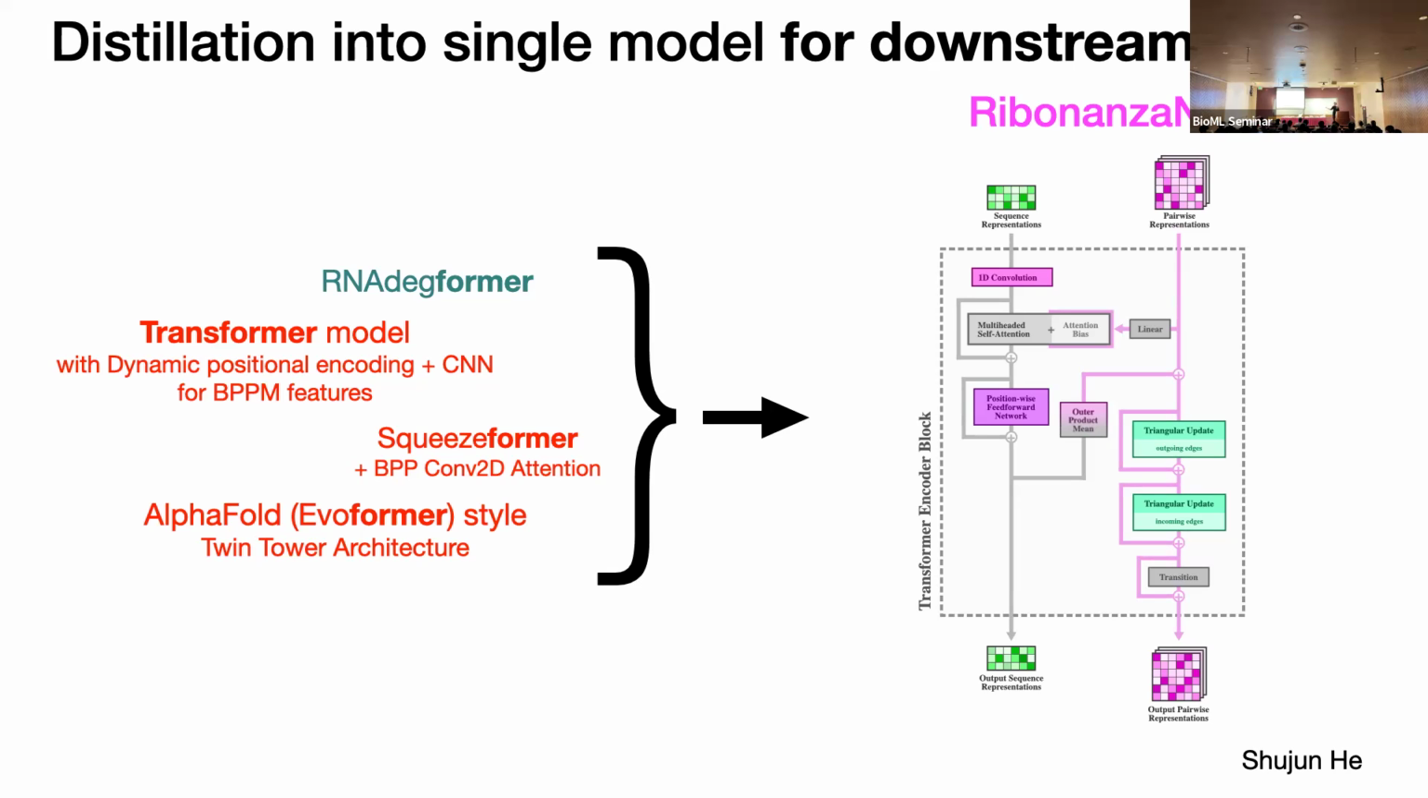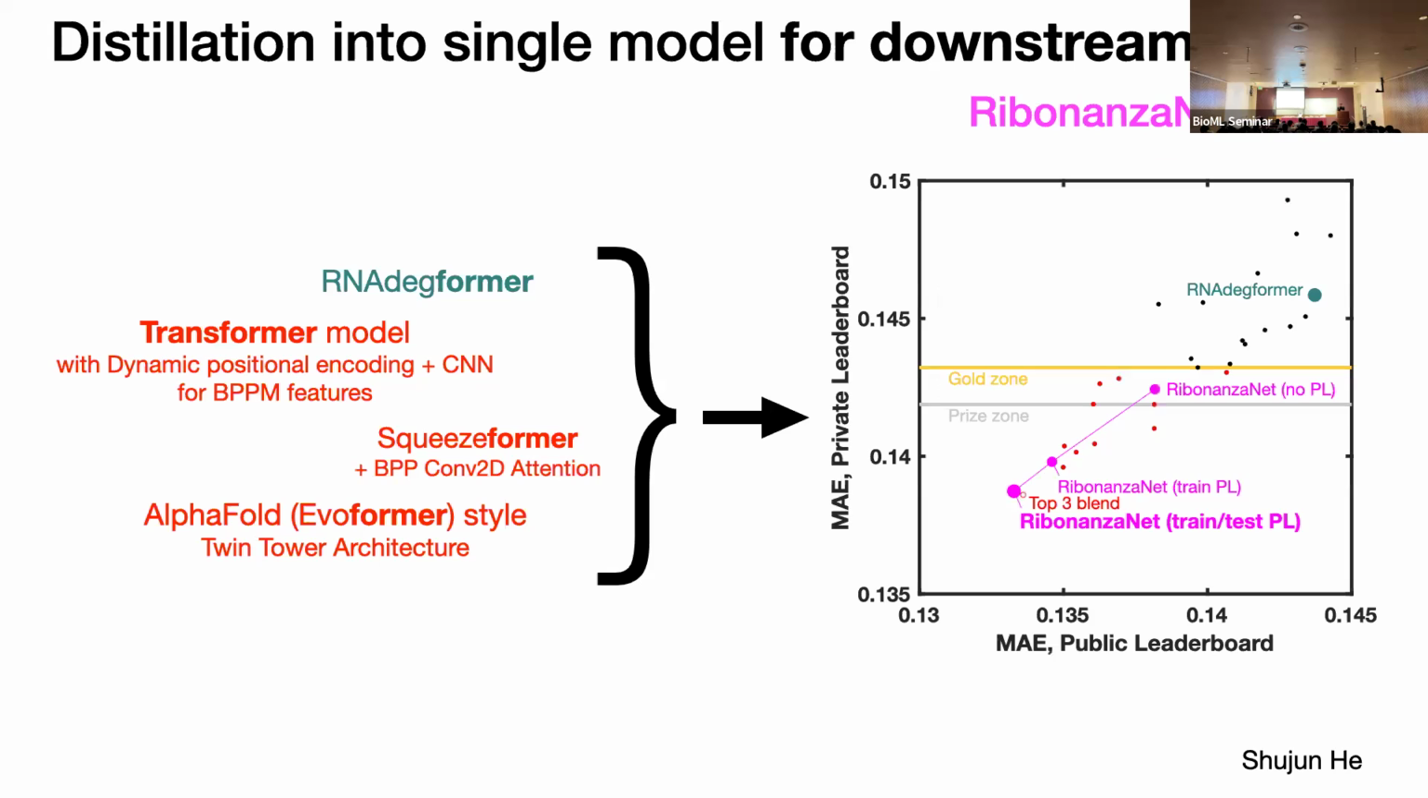It's called pseudo-labels, and it has other names too. Okay, so we took all the predictions of these models and all the interesting features, and created a new network called RiboNanzaNet. I'm showing you the performance of RiboNanzaNet. Here, lower is better again on the two different leaderboards, so the final one that uses all of these pseudo labels is doing better than any of the top 10 previous models. Okay, so that was very good.